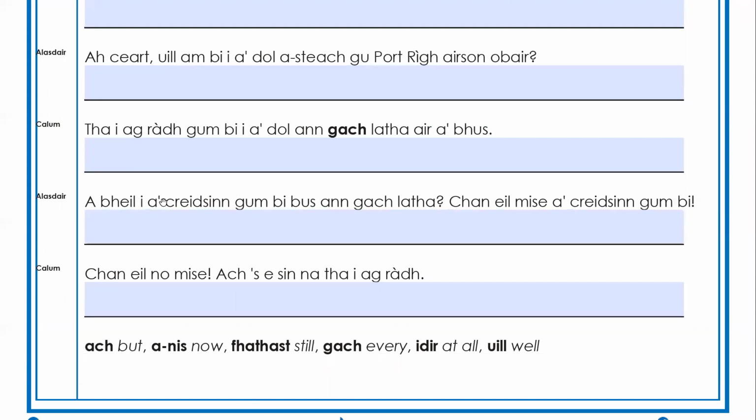So is she believing, does she believe that there will be a bus every day? I am not believing. I don't believe there will be.